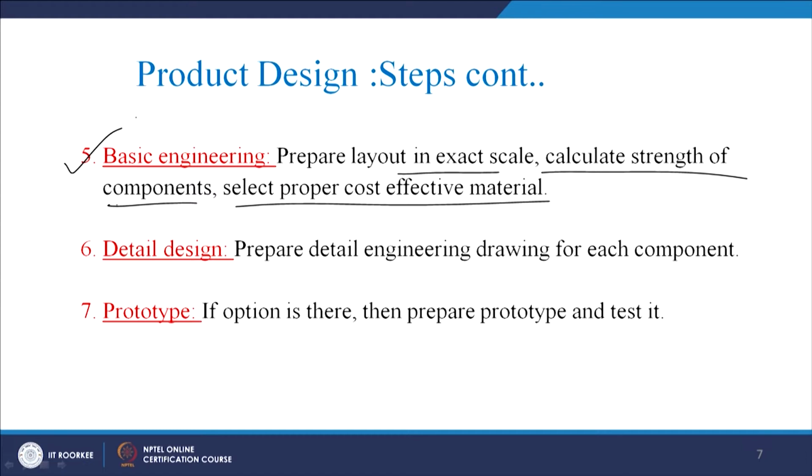Then once this basic engineering level is done, we have to assemble all the parts together and see how the assembly is going to perform. In that case we will go for detailed design, which will involve preparing the detailed engineering drawing for each component. For each component we will have a detailed drawing, and then finally we will see how the parts are going to be assembled.